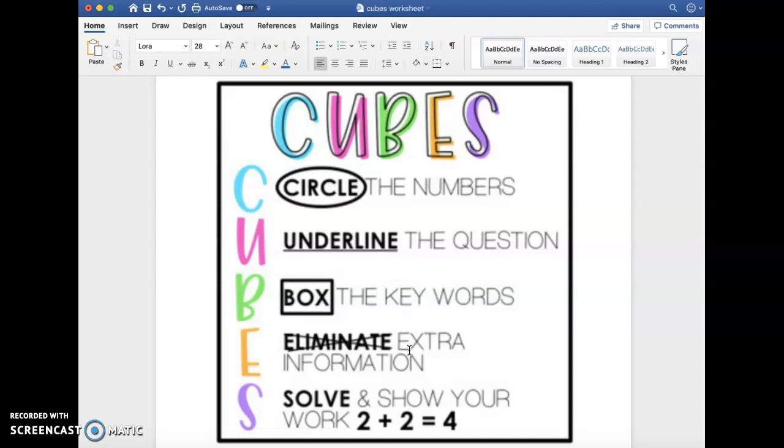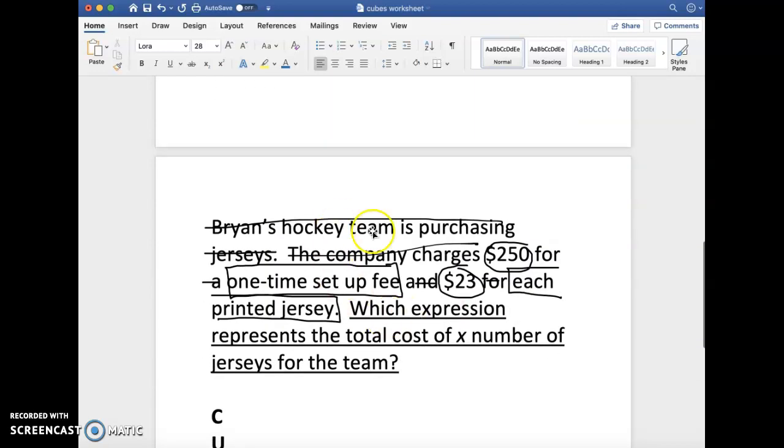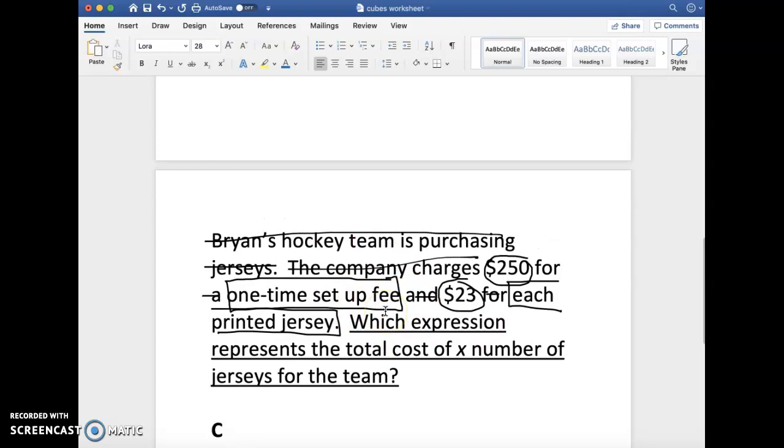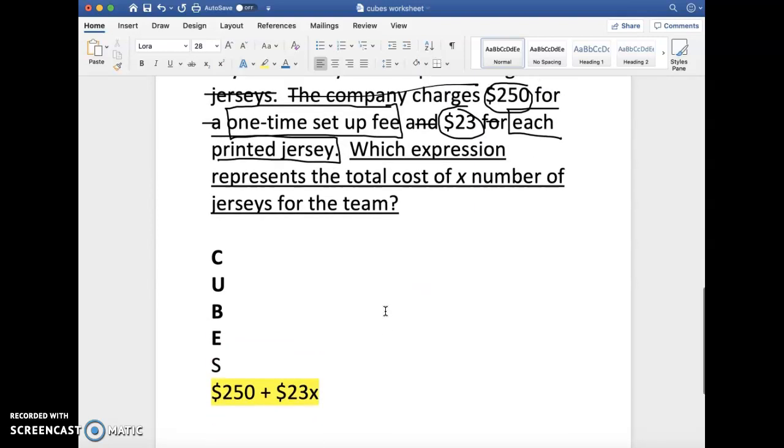So let me know if you have any questions. I will be willing to help you, and I hope you enjoy using this strategy because it really will help you break down those word problems. You could see how much extra stuff this one had and how much this strategy helped me. I could immediately find what I needed. It will become quicker once you do it more, and you will automatically be able to do more than one part of the CUBES steps at once as you're working through it. So have fun, good luck, and I will see you tomorrow.